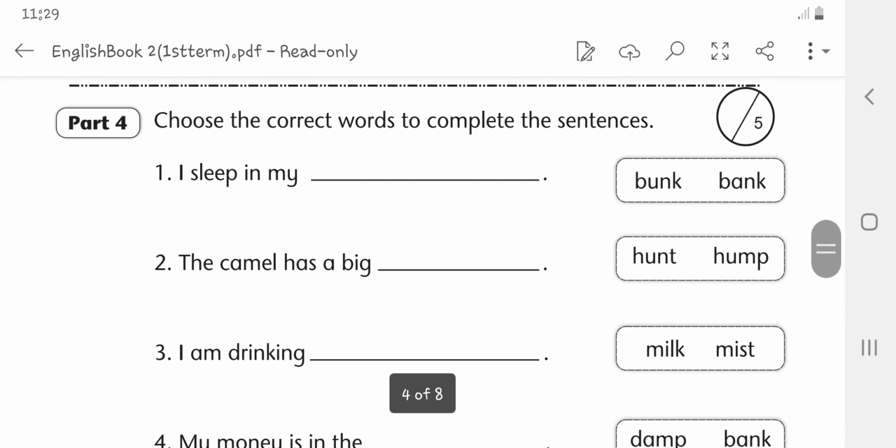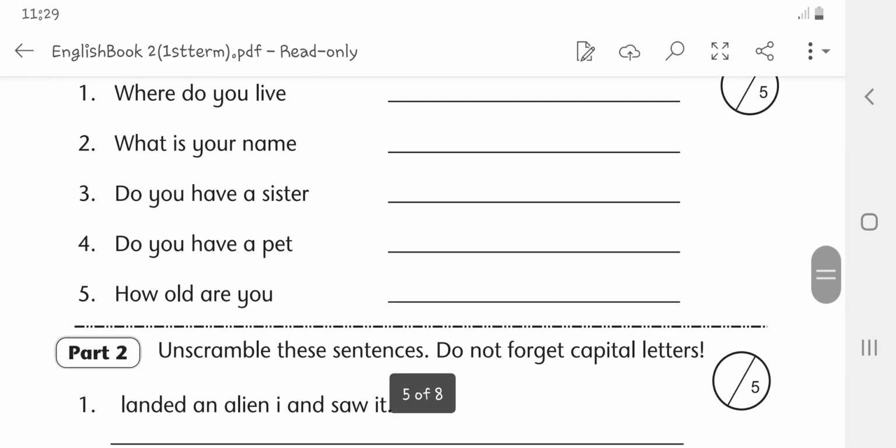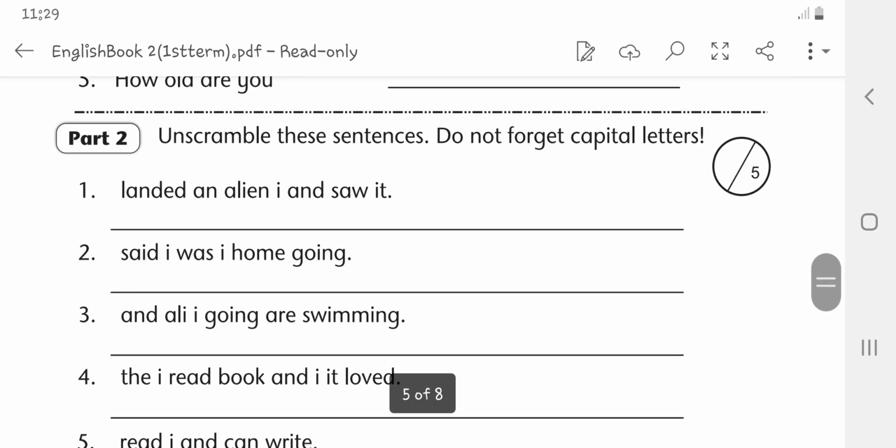Now we come to the next section, which is section D, and this is about grammar. In grade 2, the students have done questions. So write a question mark for each sentence. Where do you live? What's your name? Do you have a sister? Do you have a pet? How old are you? Then unscrambling the sentences. The jumbled up sentences are given. They have to not only unscramble them, but also put the capital letter in the right place.